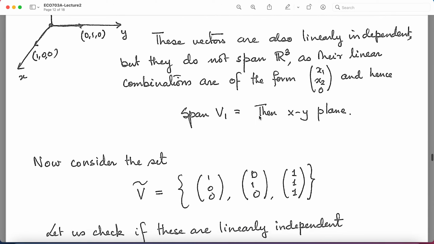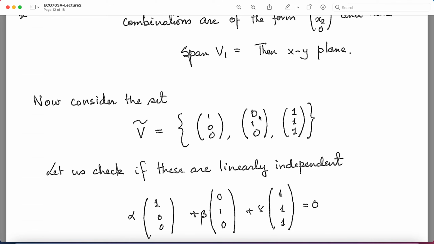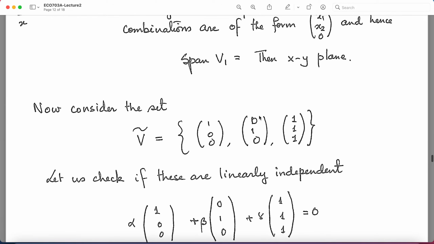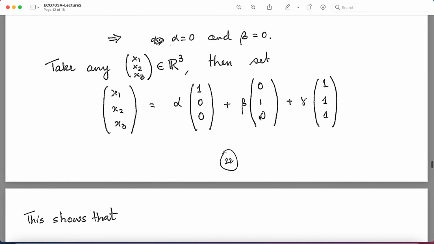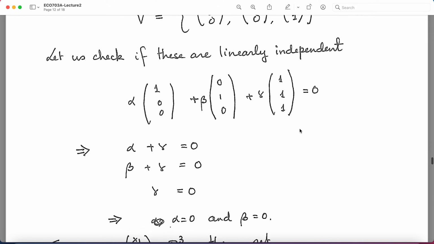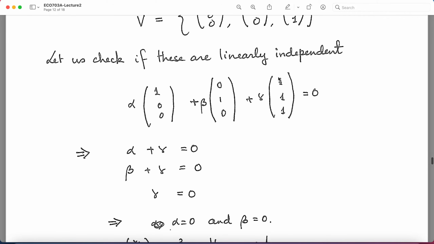But if you take this alpha, beta, gamma which is linearly independent, then of course, you will immediately realize that this will span R3. Let us see how it spans R3. If I take any x1, x2, x3 in R3, then I have to find alpha, beta, gamma. Observe, this is not the canonical basis. Here I do not have 0 0 1, but 1 1 1.